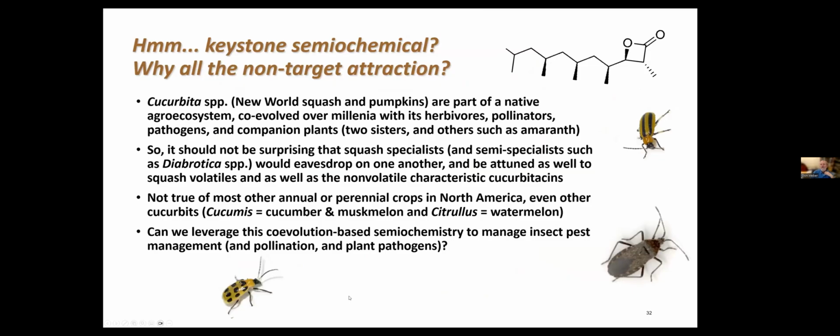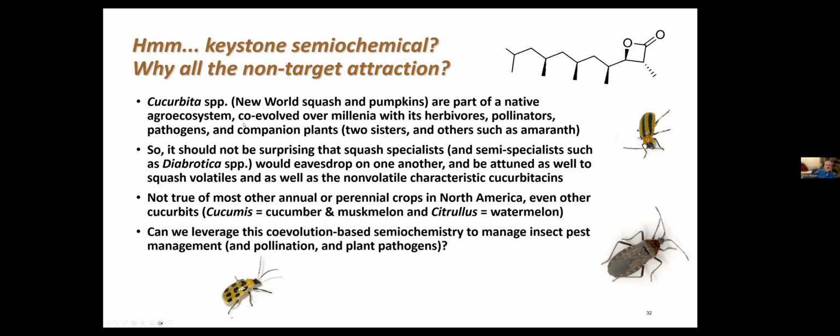All right, so why do we call this a keystone semiochemical? I just made that up. If you find something really exciting, you get to make up a term, right? So as I mentioned, New World squash and pumpkins are native. They're native, and they're a native agroecosystem. And they've been grown by the Native Americans in Mesoamerica and up into North America for a very long time.